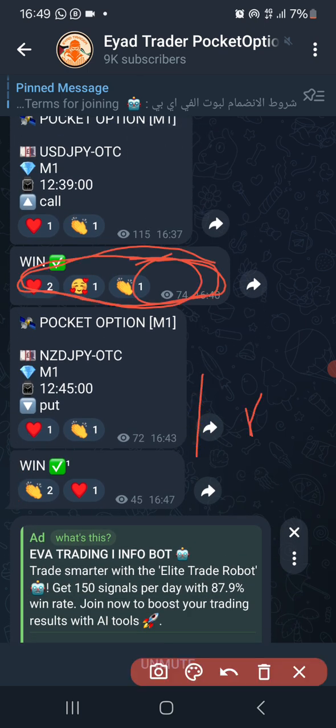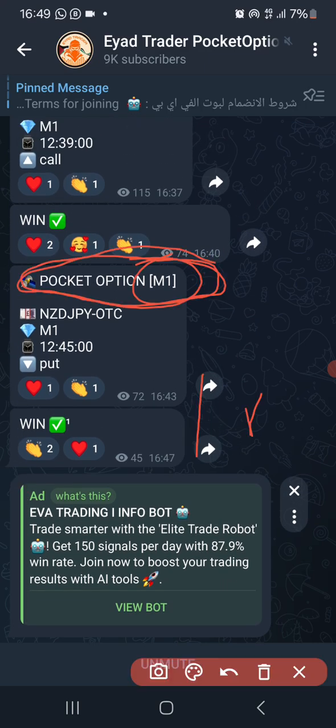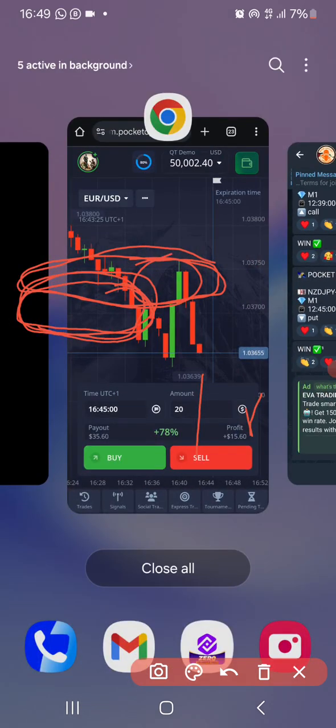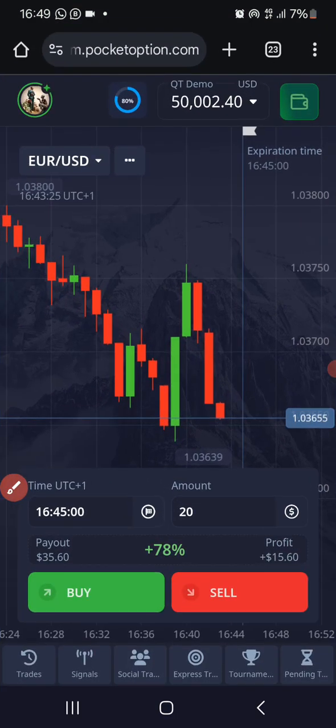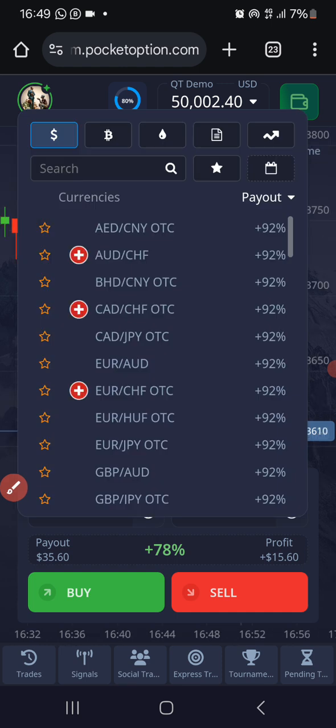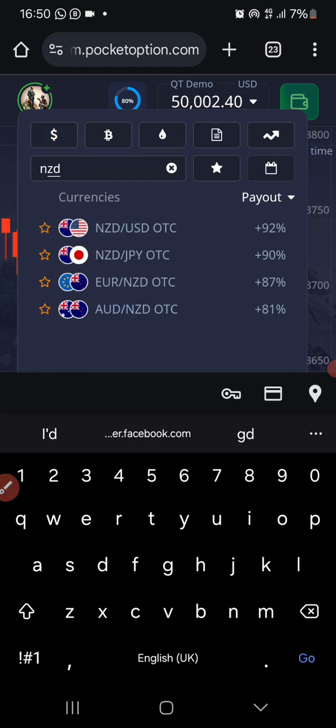All right, so I've showed you. Now back to the particular stuff I'm trying to show you. You can see this place. It means NZDJPY OTC. This is the particular signal that you are trading. So all you have to do is go to your Pocket Option account and search for this particular trade. So let's quickly go there because of time. NZDJPY, right? That's what we are looking for. NZDJPY OTC, which you can see here.